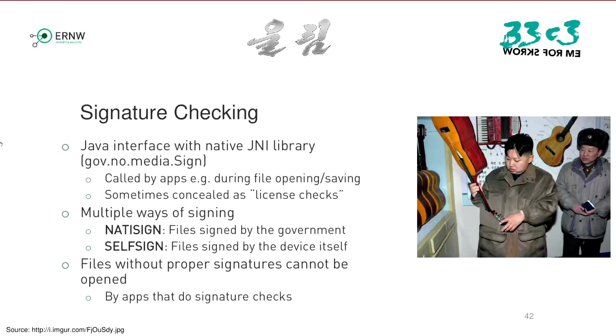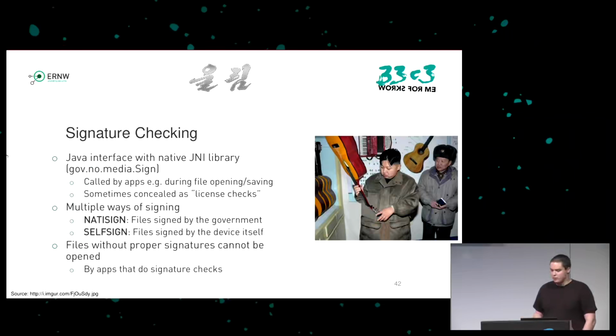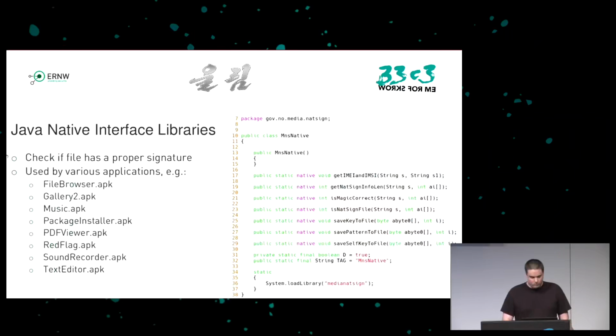Woolim provides two ways of signing files. These are referred to in the code as NATI sign, basically called nation signing, which are signatures by the government, and there are self-signed signatures which are done by the devices themselves. If a file doesn't have a proper signature, then all of these applications that are doing signature checks will prevent you from opening those files.